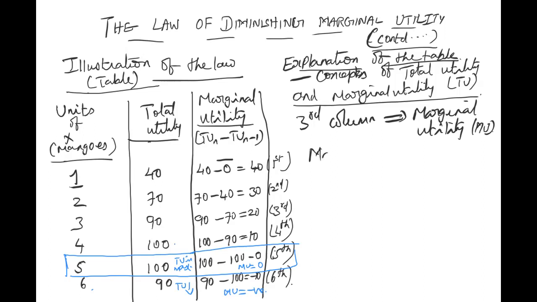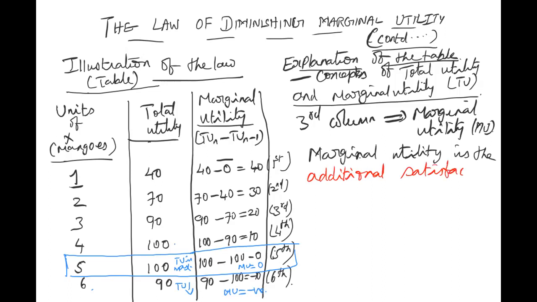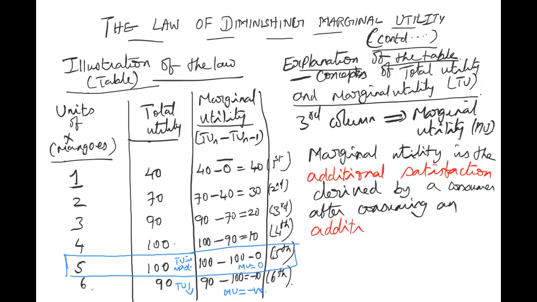So what is the meaning? Marginal utility is the additional satisfaction derived by a consumer after consuming an additional unit of a commodity. When an additional mango is consumed, what is the additional satisfaction he is getting? So what is the relationship you are finding here? As the units keep on increasing, the marginal utility keeps on decreasing.